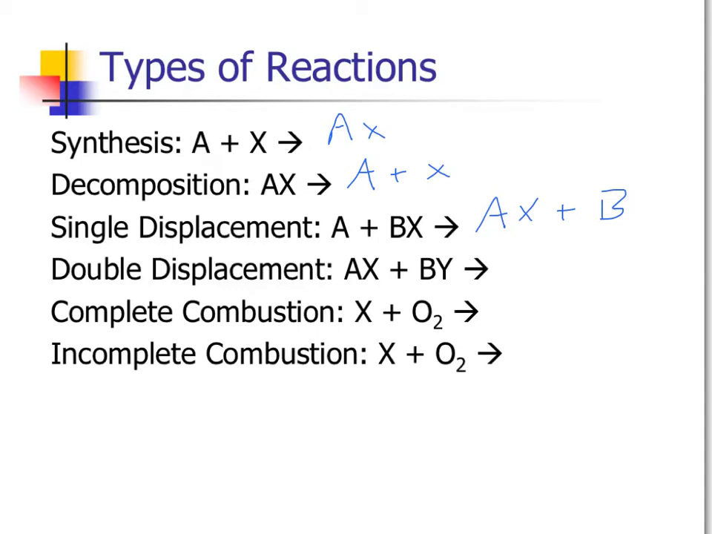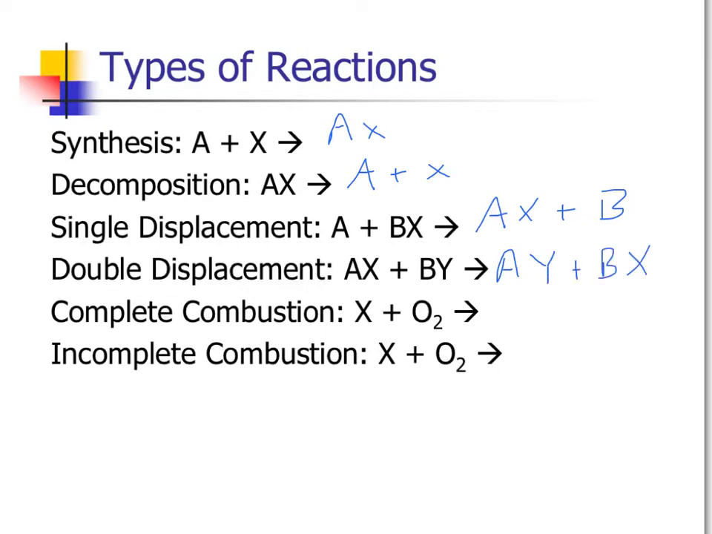In a double displacement reaction, two compounds react together and the metals switch partners. So a way to remember this is the first goes with the last and the third goes with the second. That way you'll get your elements lined up in the right order. The general formula for a double displacement reaction is AX plus BY produces AY plus BX.